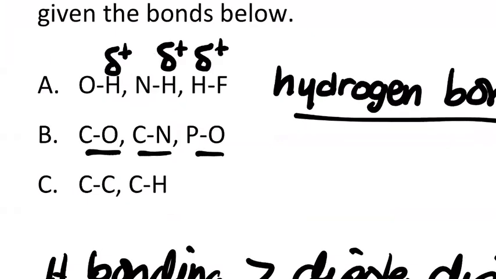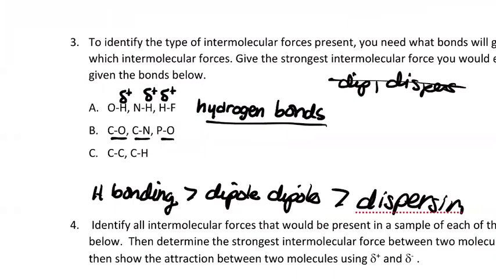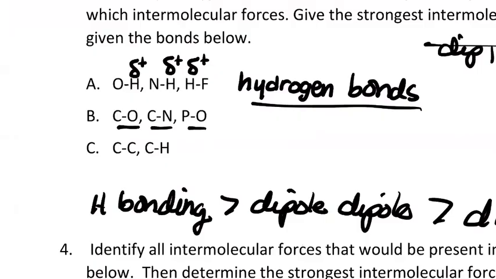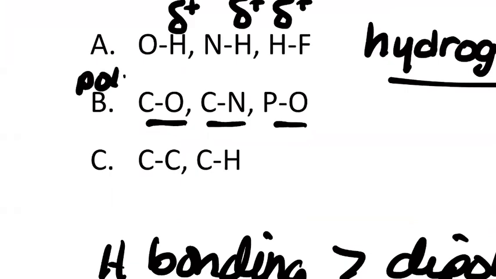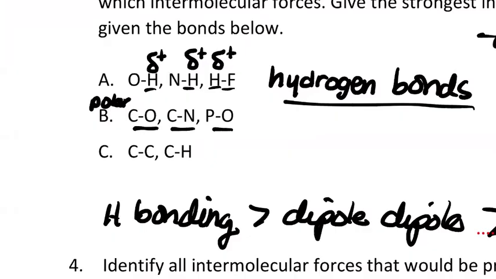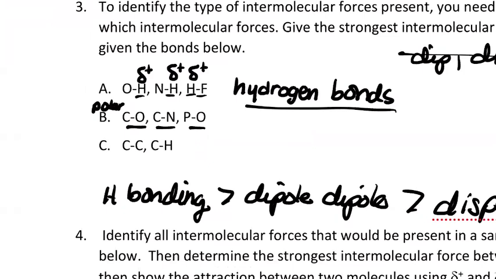CO, CN, PO. When you look at the periodic table, you recognize that these are examples of polar bonds. They're polar, but they're not hydrogen bonds. So they're polar, but they're not as polar as my OH, NH, HF. So these are polar bonds, and they are going to be involved. The strongest intermolecular force between them will be a dipole-dipole.